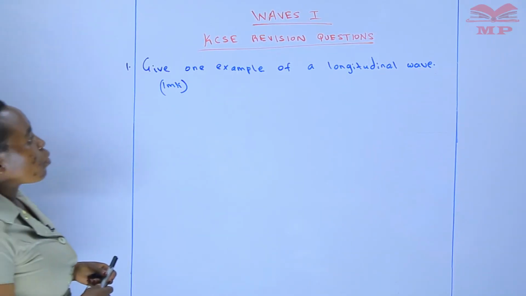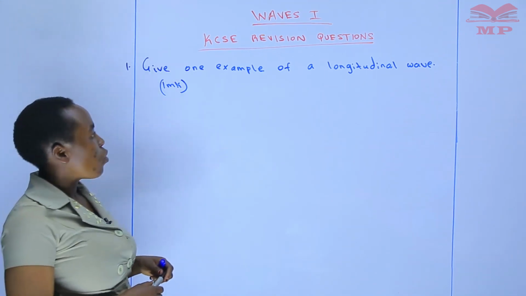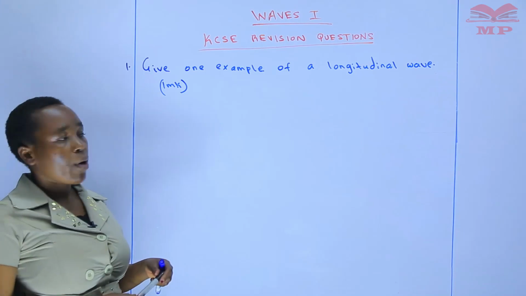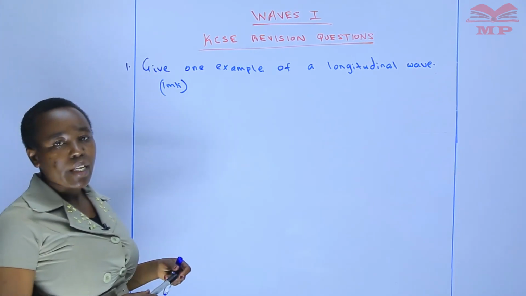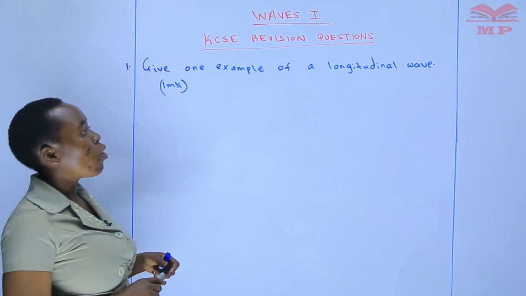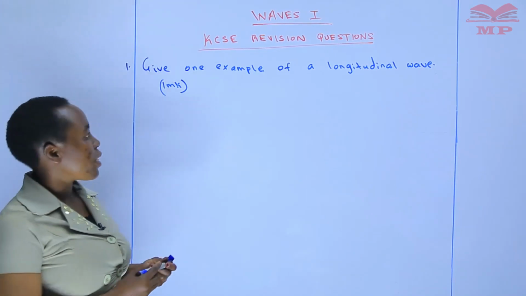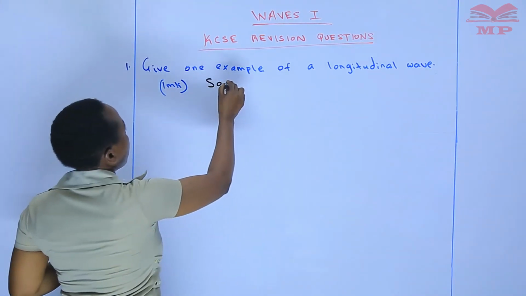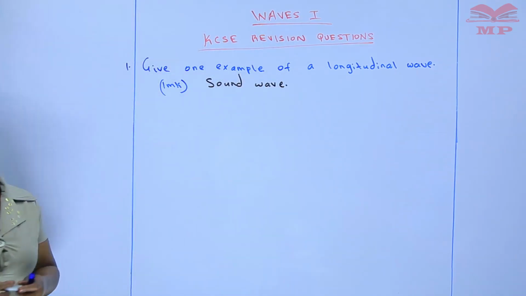Give one example of a longitudinal wave. It's carrying 1 mark. We know that longitudinal waves are waves whose vibration of particles is parallel to the direction of wave travel, and we give one example of a longitudinal wave. Which one is that? The sound wave. That's okay. We move on to question number 2.